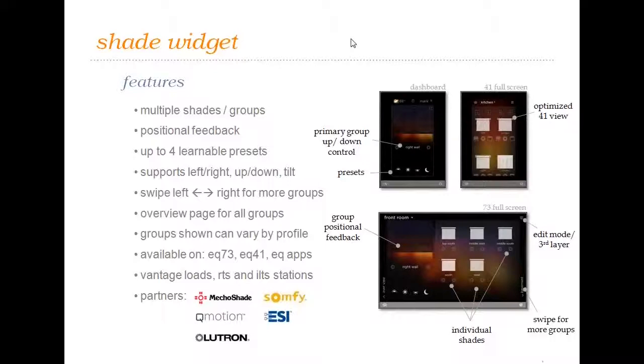On the 7.3 below it, you can see that we continue to show the group controls at the left, very consistent with all of the other widgets that we work with. And on the right 2/3 section, we are showing the individual shade motors that comprise that group, even if it's just a group of 1. You'll notice that the full screen 4.1 is optimized for its size, but still has the same capabilities as the 7.3 and tablet.